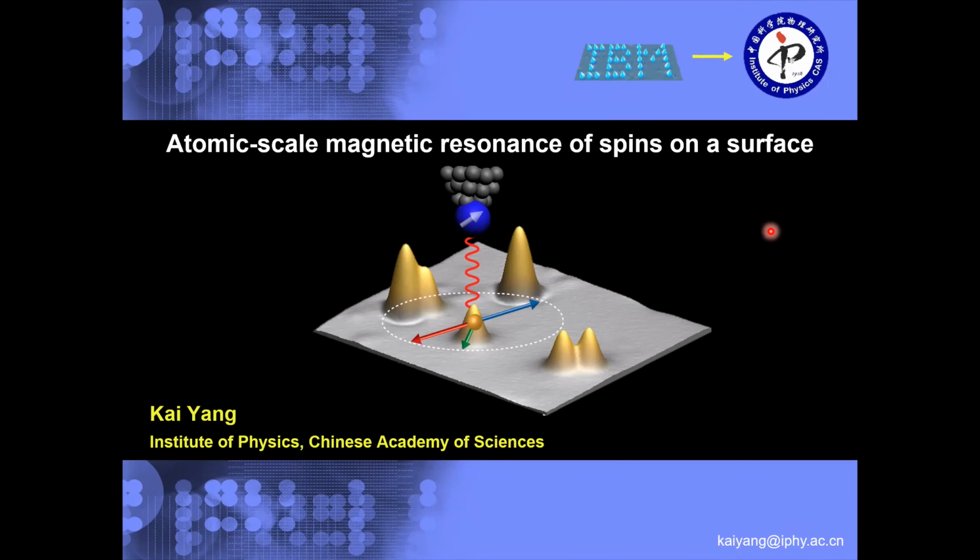And in particular, he has been spearheading some of the perhaps most impressive results on ESR in individual atoms with STM, and in particular showing how one can use ESR to probe quantum excitations in quantum magnets, and in particular to try to create new quantum magnets by atomic manipulation, atom by atom. And today he's going to tell us about atomic scale magnetic resonance of spins on a surface.